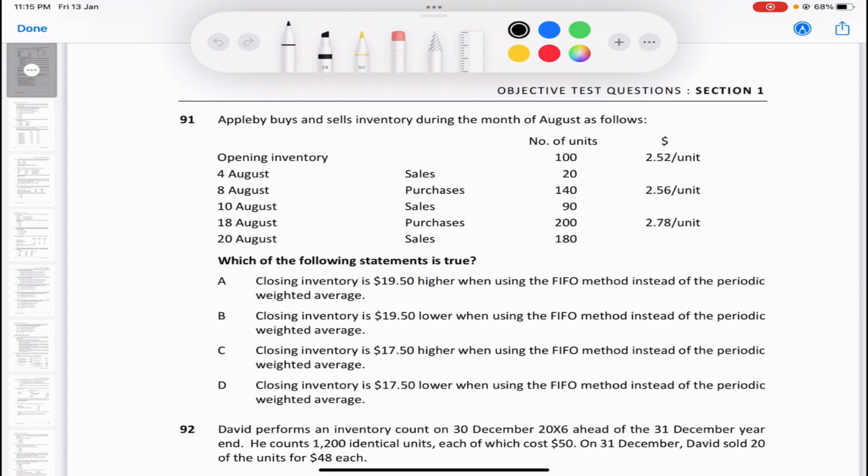Give me a second, I'm connecting my pen. Okay, let's start.